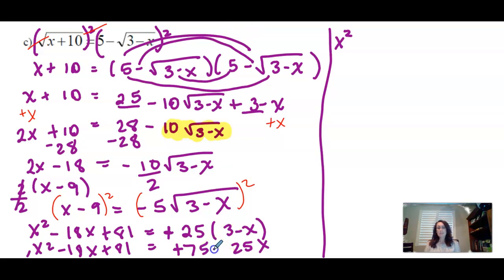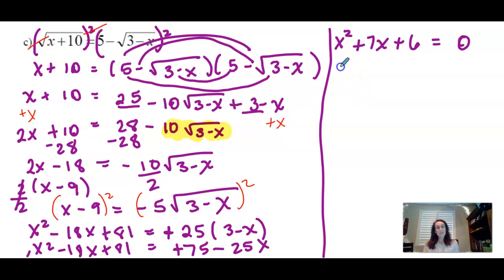So this is subtract. Okay, so we're going to add 25x over here, and then 25x subtracting 18x is a positive 7x. So this is plus 7x. And then the 75, I'm going to subtract over to the left-hand side. So now you have 81, and you're going to subtract the 75. That's going to give me x squared plus 7x plus 6 equals 0.